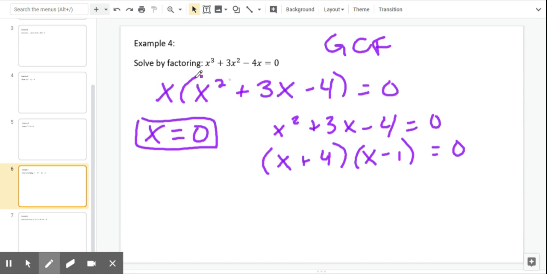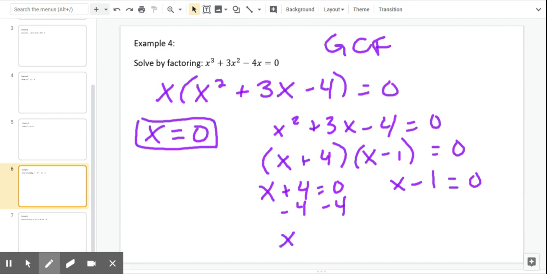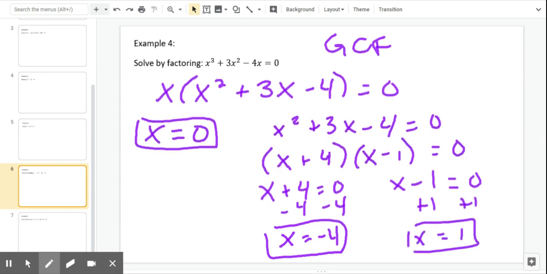Now, you could have done this right off the bat, but maybe you didn't think of it. You weren't sure if you had to use the quadratic formula, so that's fine. So we just have a quadratic here. Now we have x plus 4 equals 0 and x minus 1 equals 0. Subtract 4 from both sides, x equals -4. Then we add 1 to both sides, x equals 1.